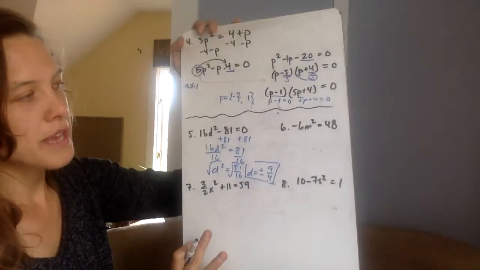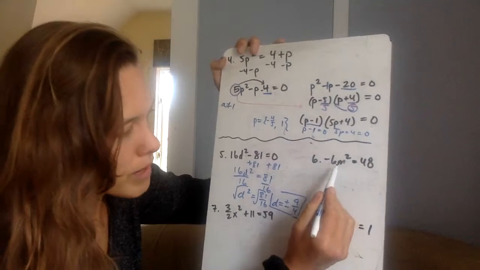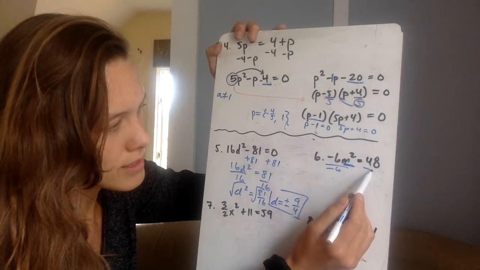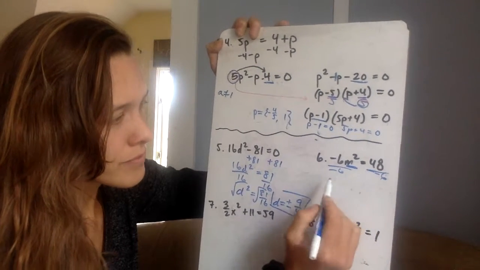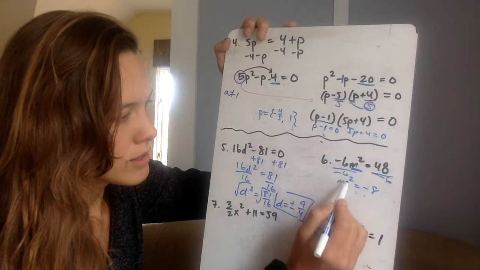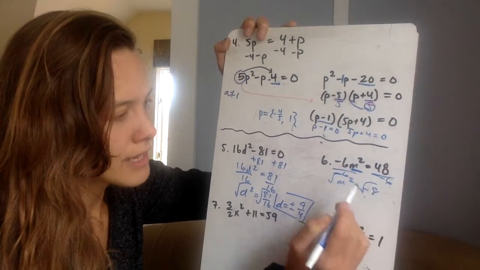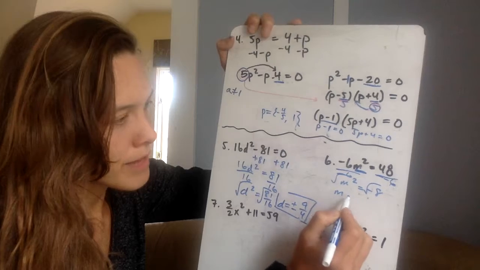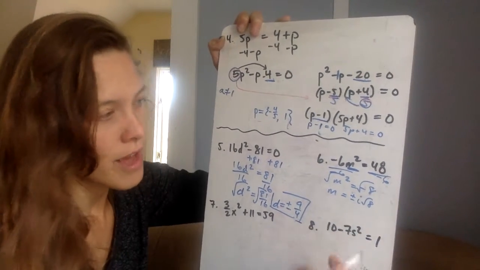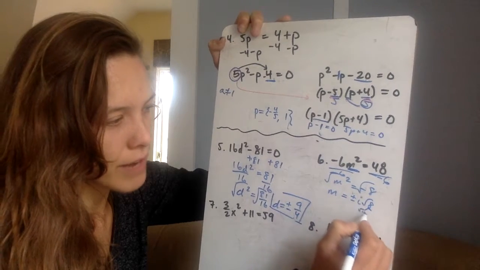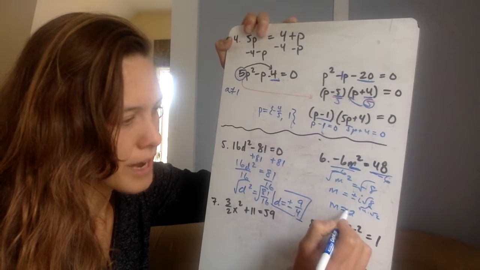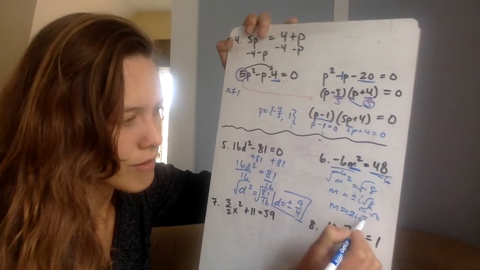So in 6, I can do the same thing, isolate the variable, and what I mean by that is isolate this m squared term. So I divide both sides by negative 6, and I get m squared equals minus 8. So now I'm going to take the square root of both sides, and I get m equals plus or minus i radical 8, which I can simplify into radical 4 times 2. So this becomes m equals plus or minus 2i radical 2.